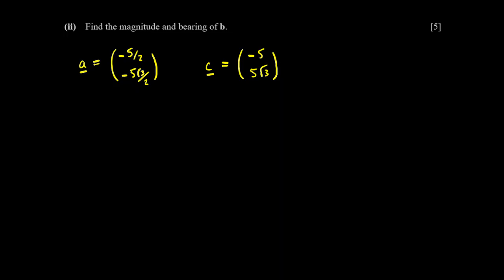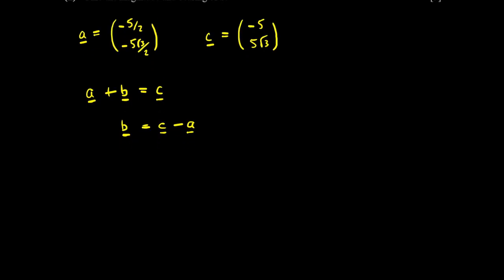Okay, so here we are in the last part of our vectors question. We want to find the magnitude and bearing of B. Well, we've already calculated what A is and what C is in the previous part of the question, and we were also told that A plus B is equal to C. So B is going to be equal to the vector C minus the vector A. So we can just substitute in.